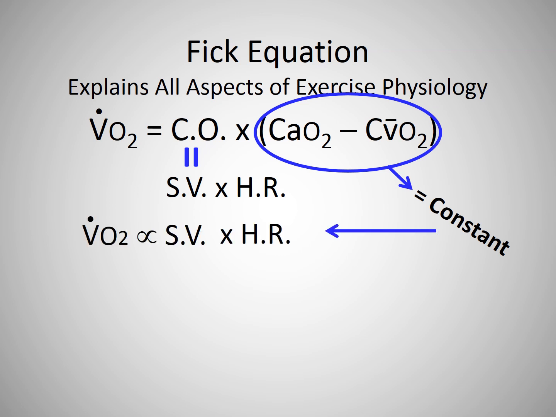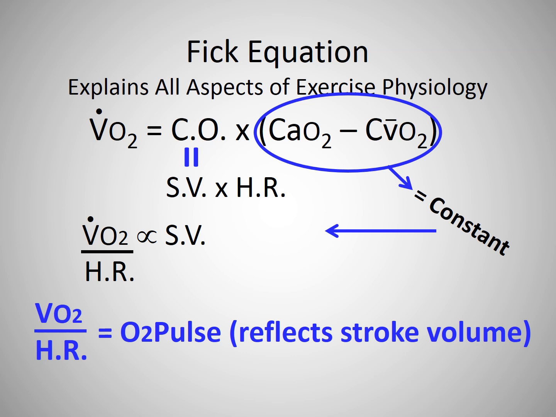That means that VO2, or oxygen consumption, is proportional to the stroke volume times the heart rate. And if we divide both sides by the heart rate, we are left with the VO2 divided by the heart rate being proportional to the stroke volume. We call this value the O2 pulse. Both the VO2 and heart rate are easily measured during exercise testing, and this ratio can be plotted on a graph to reflect what the stroke volume is doing during exercise.